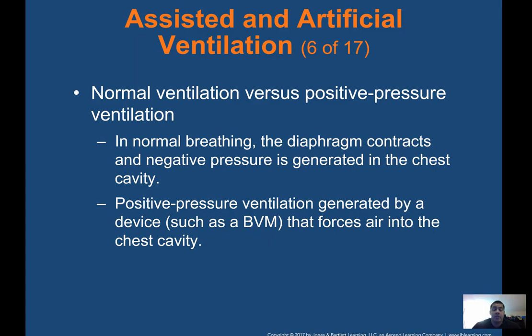Normal ventilation versus positive pressure ventilation. In normal ventilation, the diaphragm contracts and negative pressure is generated in the chest cavity. So it's like a vacuum. It's sucking in air when the diaphragm contracts. Positive pressure ventilation is generated by a device such as a BVM that forces air into the chest cavity. Remember, you're ventilating, so it's an artificial ventilation device.